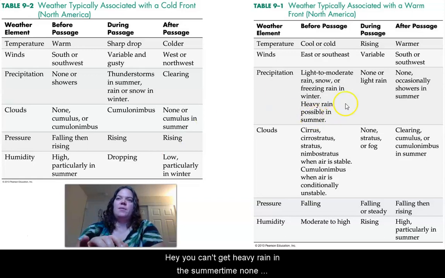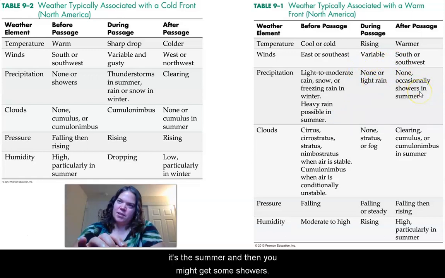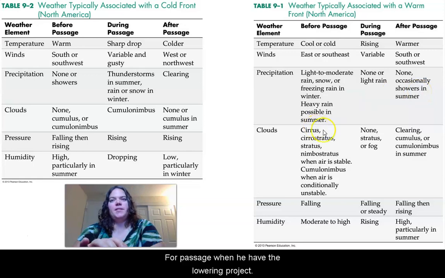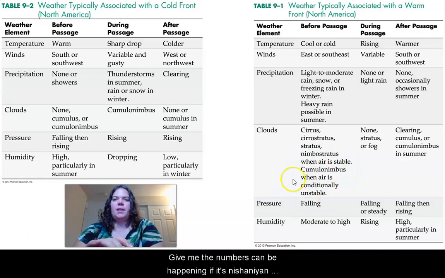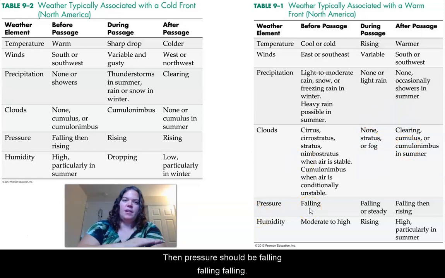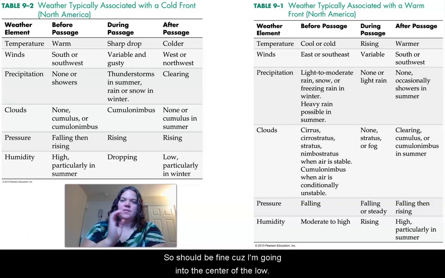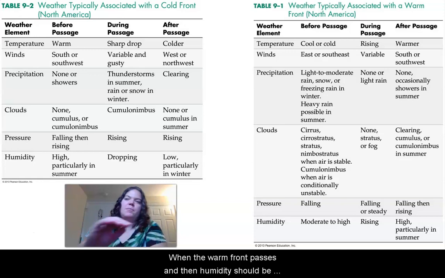Okay, you can get heavy rain in the summertime, none during passage, and then none after passage, unless it's the summer, and then you might get some showers. Before passage, when you have the lowering cloud deck, which we covered, cumulonimbus can be happening if it's conditionally unstable, then none or fog, and then after it should be clear. Then pressure should be falling, falling, falling, and then afterwards it should be falling, right? So it should be falling because I'm going into the center of the low when the warm front passes.